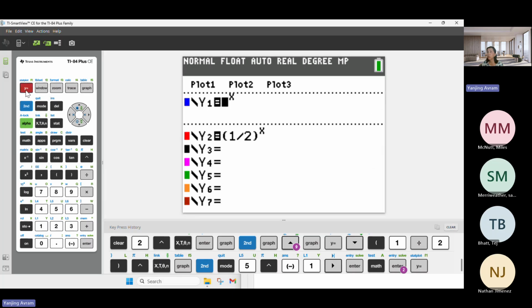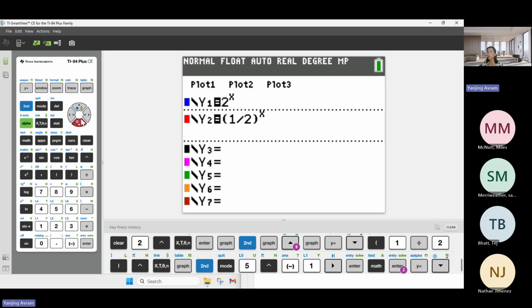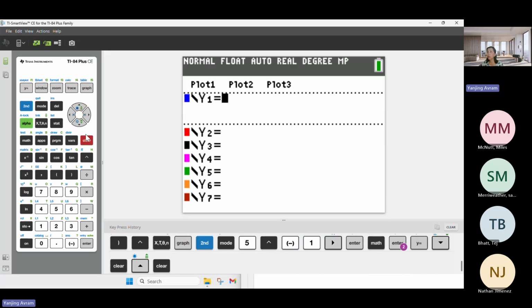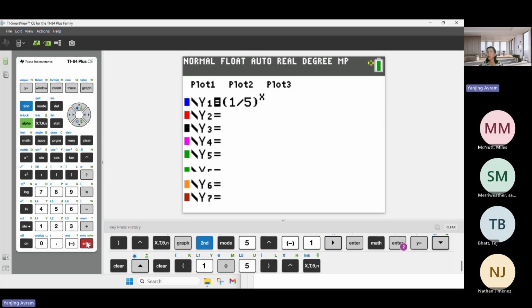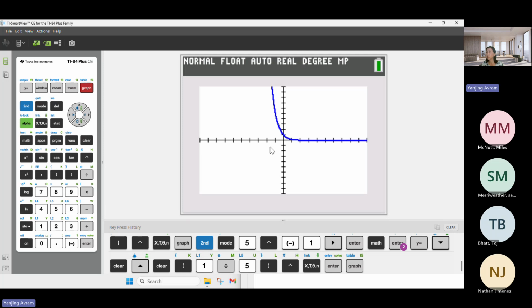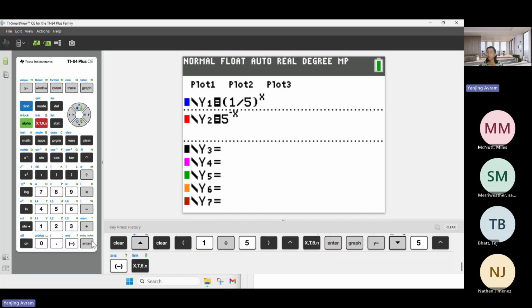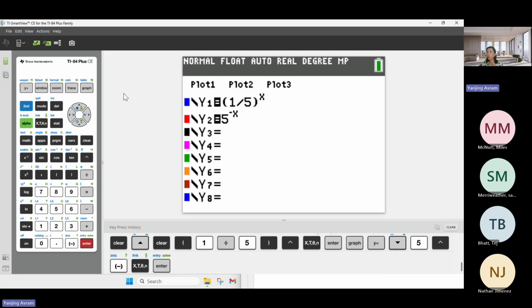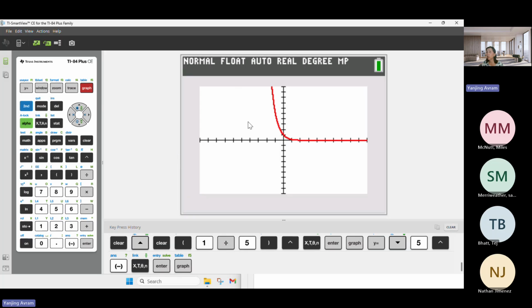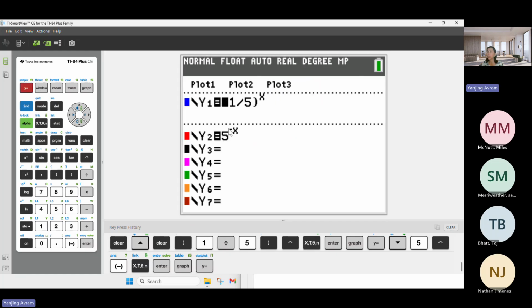So this one is 1 over 5 to the x power. I graph this one. This is a decreasing function. If I graph 5 to the negative x power, it gives you the same graph. These two are equivalent. Look at that: I graph this one, I have a blue one, now I have a red one exactly overlapping the blue one, so these two graphs are exactly the same.